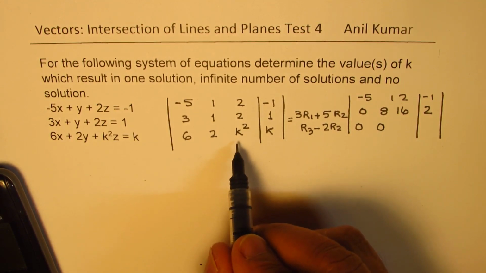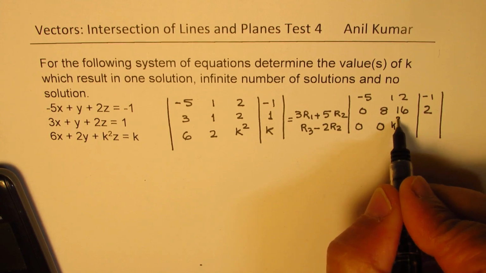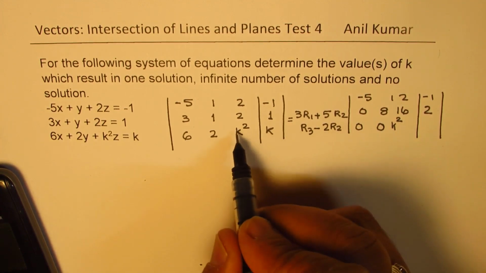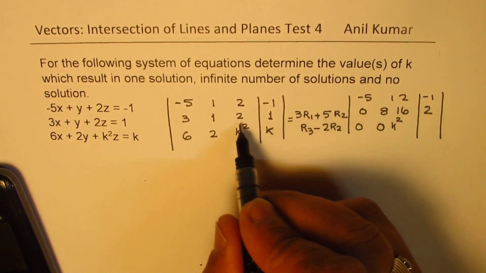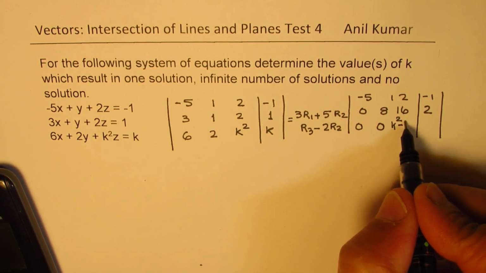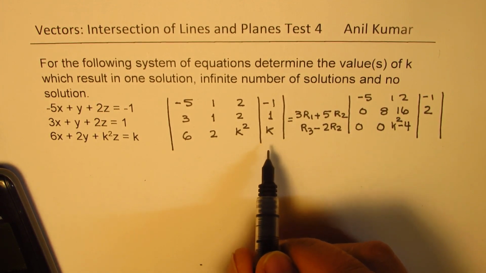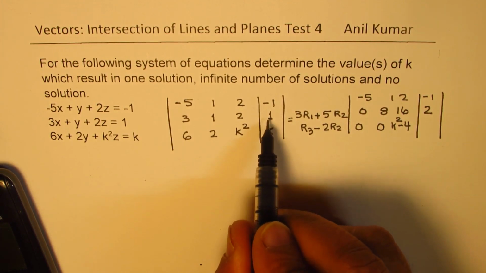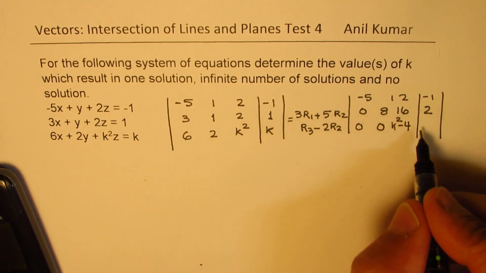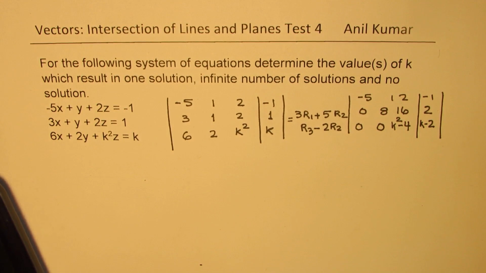Now in R3, it is k square. Let me write here k square. 2 times R2 means we are taking away 2 times 2, which is 4. Now here we are taking away 2 times 2, which is k minus 2. So we did 2 operations, slightly more complicated. However, I hope you understand what we did here.